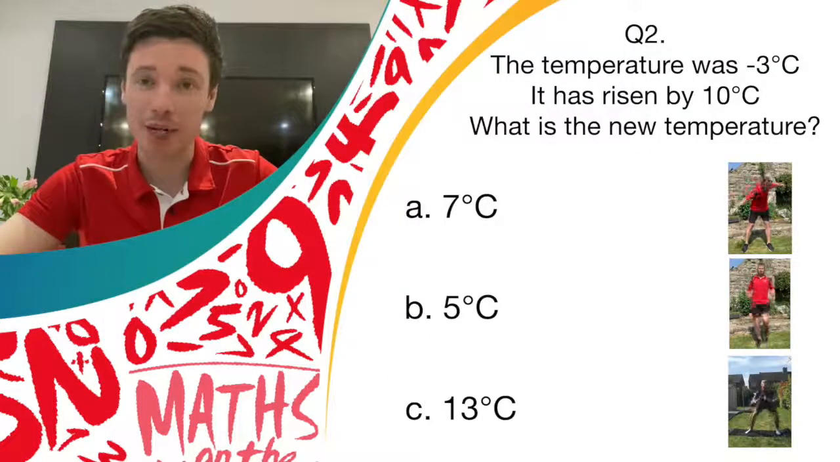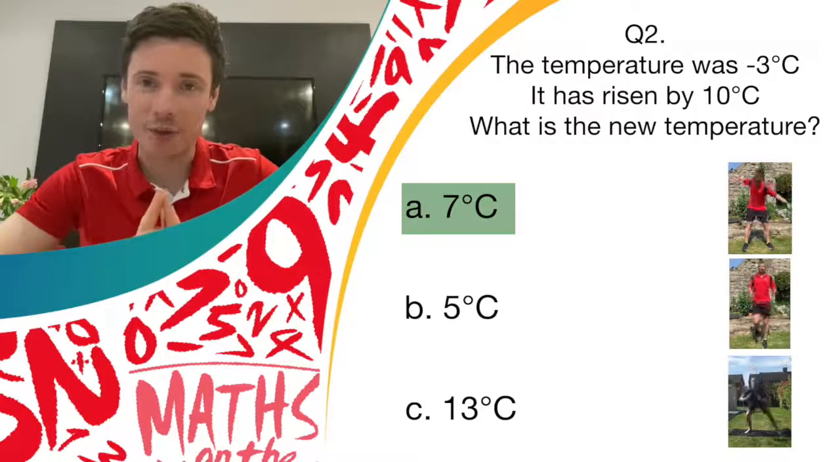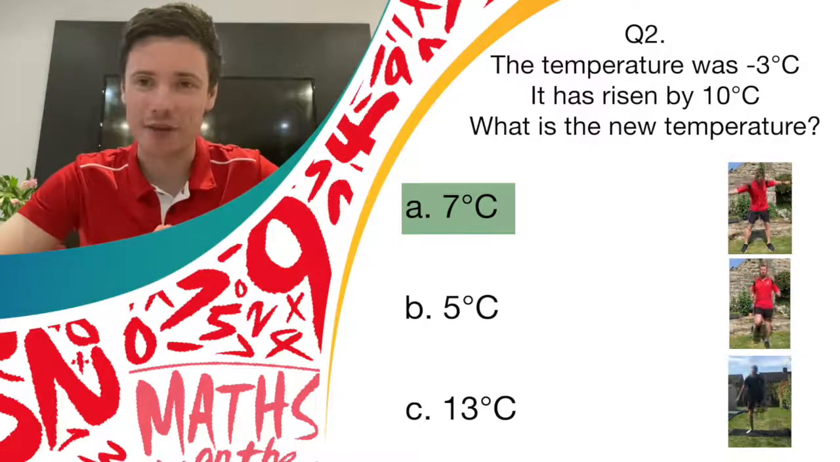Okay, so the answer for this one is 7 degrees. And if you were doing the windmill move, then you can give yourself a point for that one.